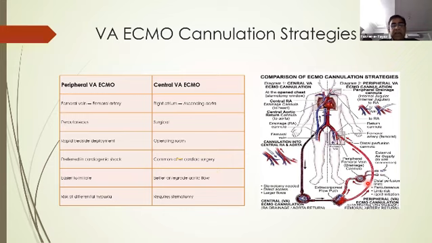The next is central VA ECMO, which is from the right atrium to the ascending aorta. We will drain the blood from the right atrium and put the blood into the ascending aorta. This is done through a sternotomy, and it's a surgical procedure, usually done in the operating room. It's common after cardiac surgery, as I've already told you that we are mainly doing it for post-cardiotomy and cardiac failure. It has better integrated aortic flow, but it requires sternotomy.